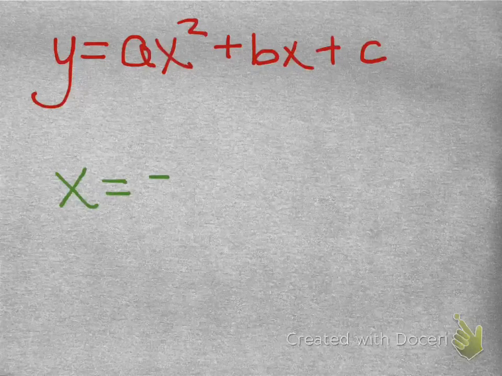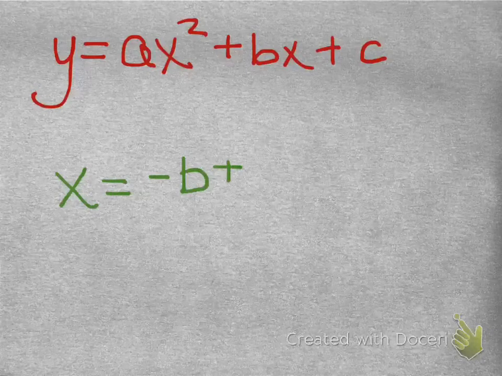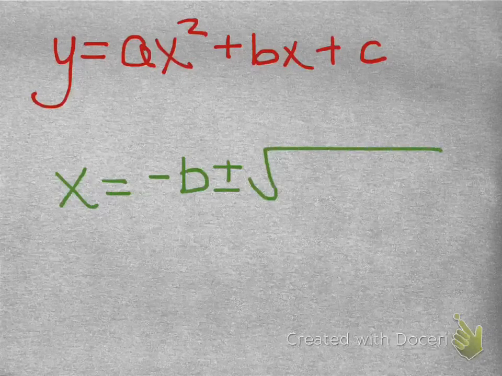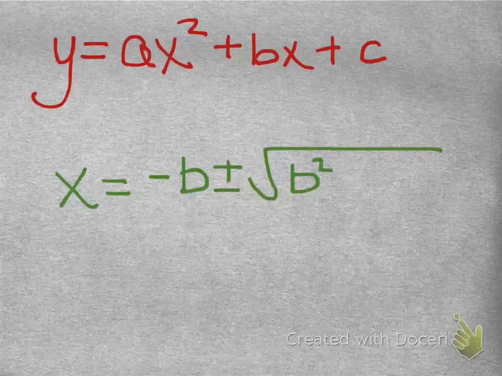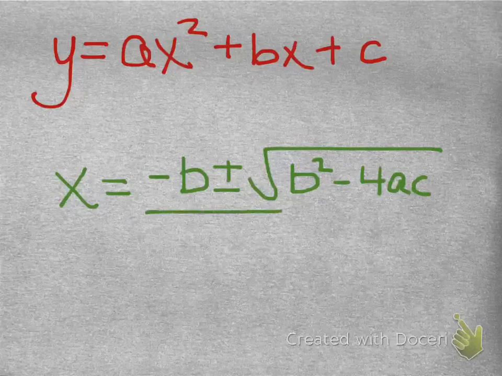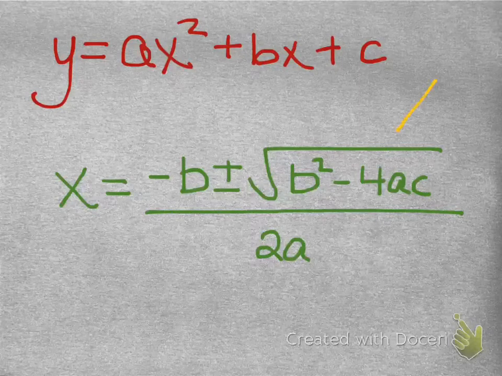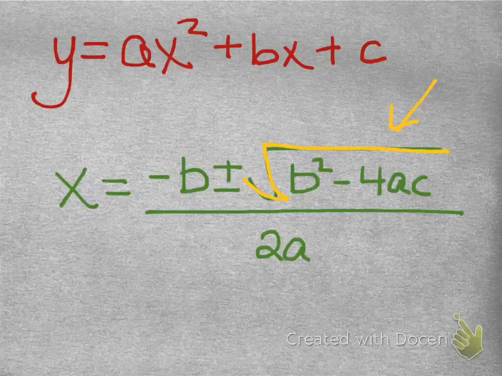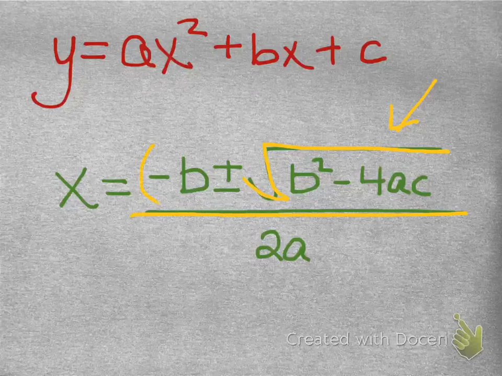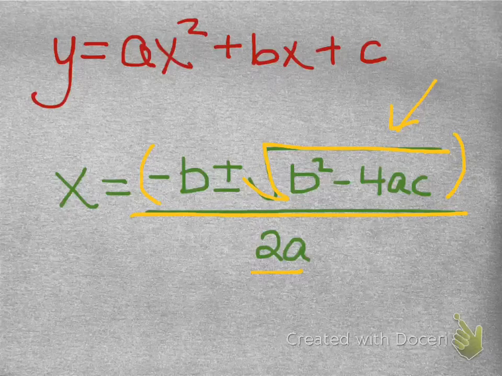x equals the opposite of b plus or minus the square root of b squared minus 4 times a times c, and that whole thing is over 2a. Please note two things. The first thing is that the radical sign is over all of b squared minus 4ac, and that the whole problem is divided by 2a. So you figure out what the numerator is first, and then you divide it by 2a. So let's look at an example.